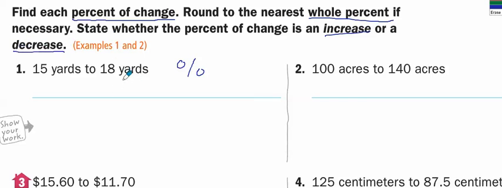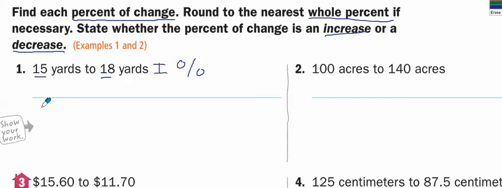Now we talked in class about how there's 3 steps to this process. You need to 1, find the amount of change. Number 2, divide it and see what the percent is, and 3, state your answer. So let's take a look at number 1. We went from 15 yards to 18 yards. The first thing I'm going to do is write I for increase. The numbers went up, so I know I'm increasing.